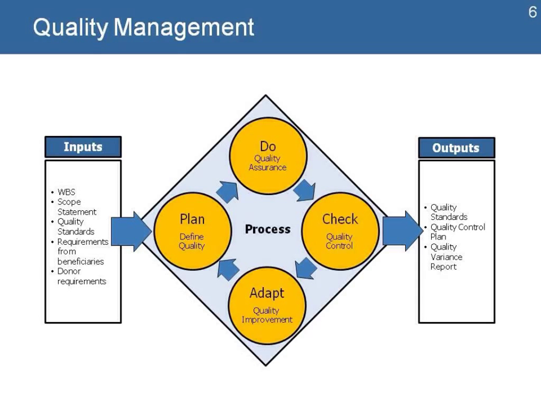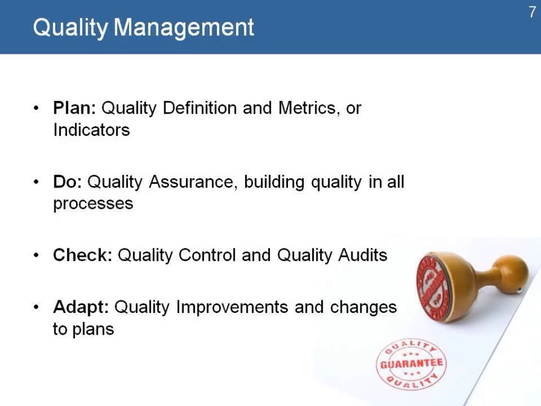Let's look at our process where we have our inputs. Key information that we need include quality standards and requirements, which we then use to develop our plan to do and define quality. Then we do our quality assurance, we check and we have quality control, and adapt where we do quality improvement. Key outputs of that, we have information about our quality standards, our quality control plan, and our quality variance reports. Let's look at those steps in more detail.